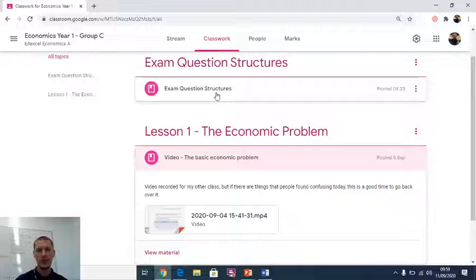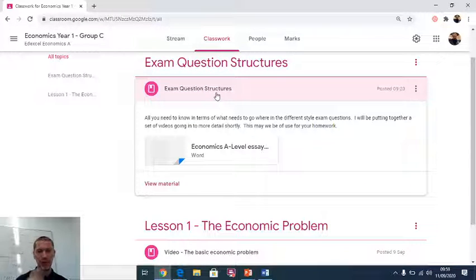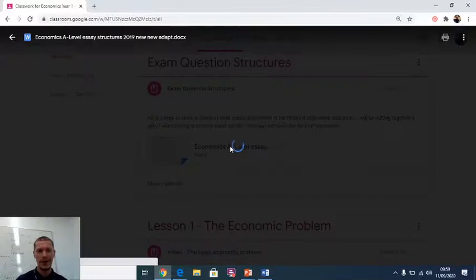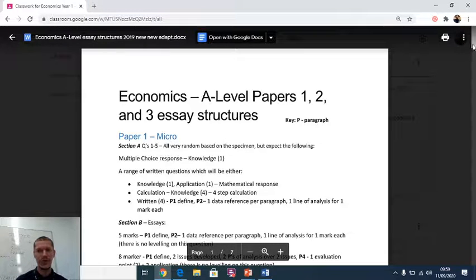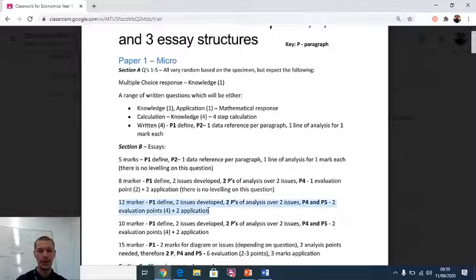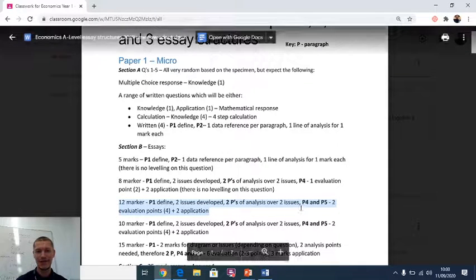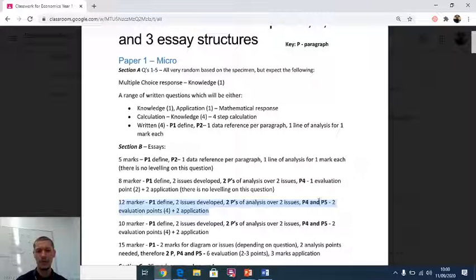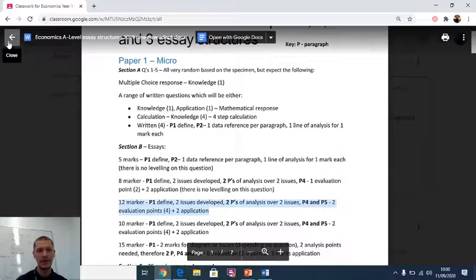Now, what I've also put in, nothing to really worry about as yet, is something called exam question structures. I will give this out on paper as well, but this is what needs to go into each type of question. I'm going to set you a piece of homework today which looks at a 12 marker. P means paragraph. For a 12 marker, in paragraph 1 you need to define. You then need 2 issues developed, so you're going to give me 2 answers to the question. That's 2 paragraphs of analysis of 2 issues. Then paragraph 4 and paragraph 5 are your evaluations, or your counterpoints. I will go through that with you towards the end of this video.